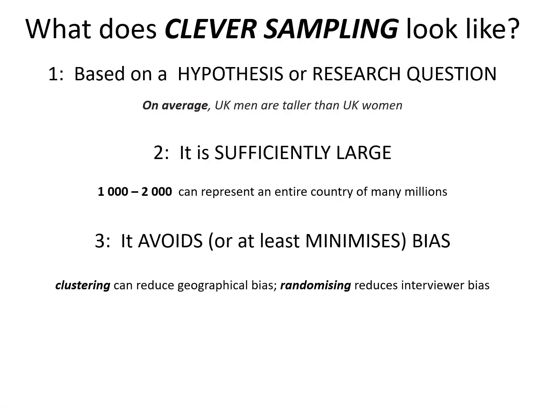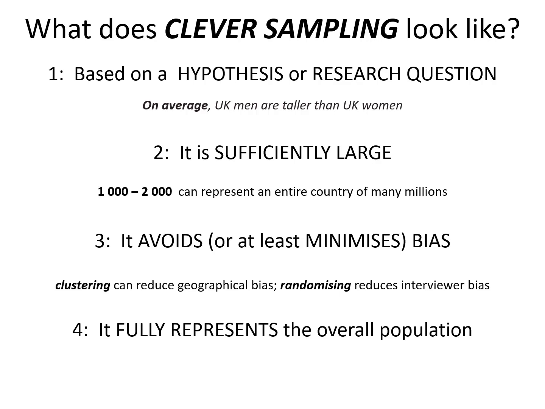We've minimised some of the biases that can emerge by clustering and randomising. However, it's perfectly possible that our random sample could randomly throw up a disproportionate number of young people, or old people, or rich people, or poor people. How do I get a sample that properly represents the overall population?